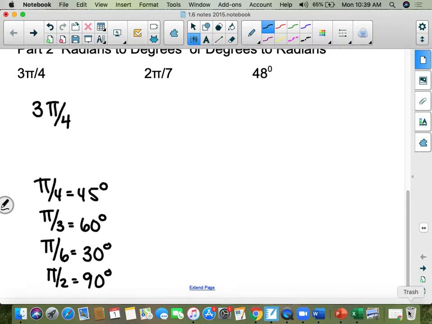3 pi over 4, you know, is 45 degrees. How many 45 degrees? 3 45s. And 3 45s make 135 degrees. That's one way. That's the way I would do it.